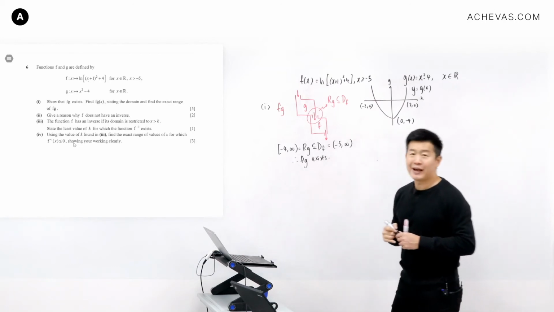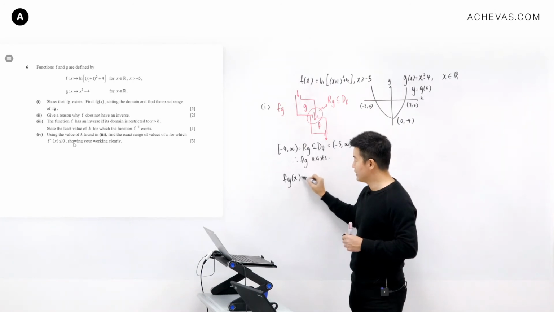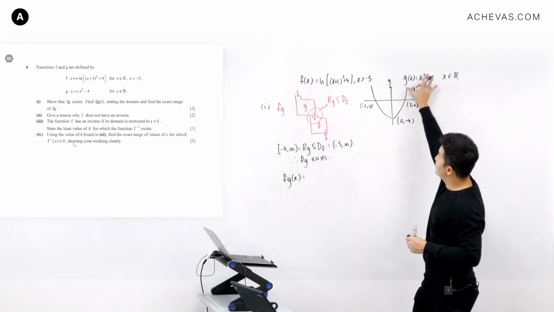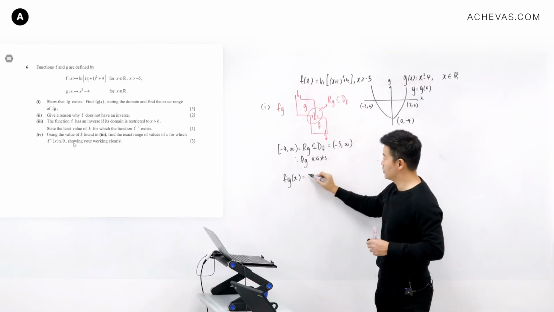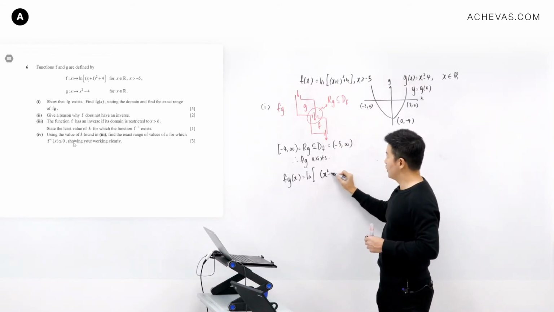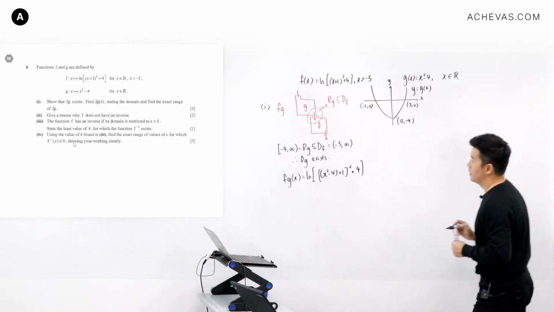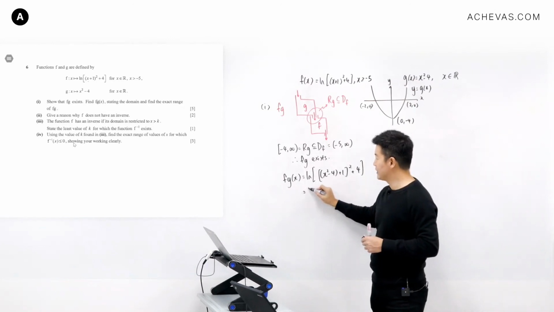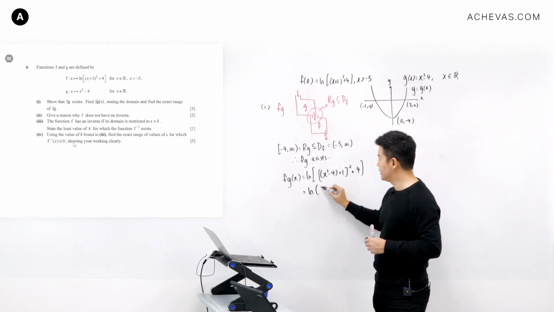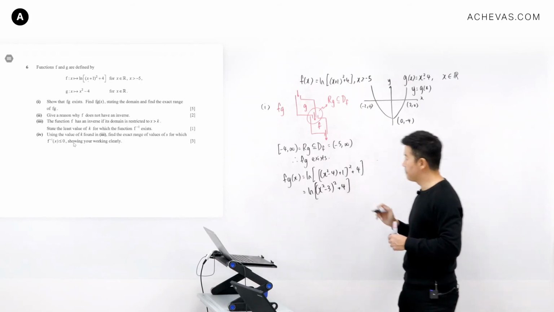I want to find the expression for fg. To find fg(x), I put the entirety of g into f. So we have ln of ((x squared minus 4) plus 1) squared, then plus 4. So we have fg as ln of ((x squared minus 3) squared plus 4).